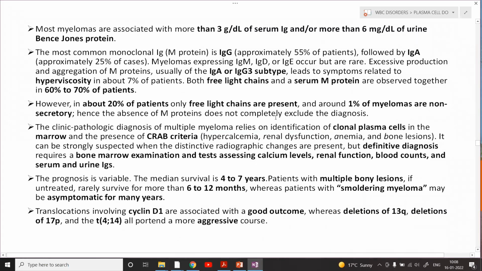Now, in most multiple myelomas, you will see the M protein level in the serum is more than or equal to 3 grams per deciliter. Or the Bence-Jones protein, that is the free light chain, in the urine is more than 6 milligrams per deciliter. It is milligram, and over here, this is gram. So there's a difference.